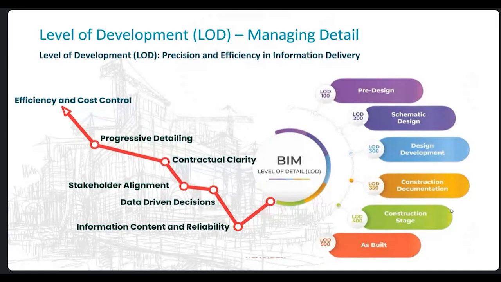The difference is that level of development focuses on the data, and level of detail focuses on the geometry and the precision of what you are modeling. Both aspects are a bit similar, but they have slight variations and slight importance for each terminology. We basically have six LOD stages: pre-design, schematic design, design development, construction documentation, construction stage, and as-built.